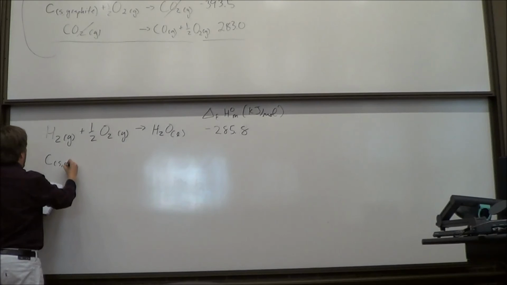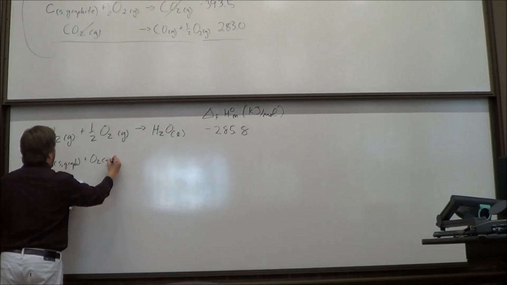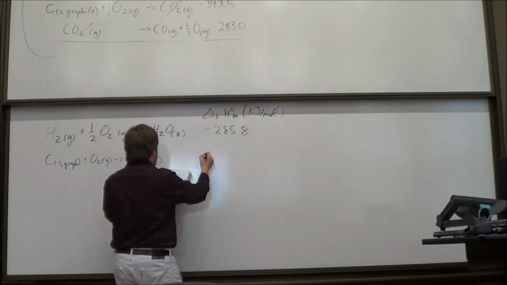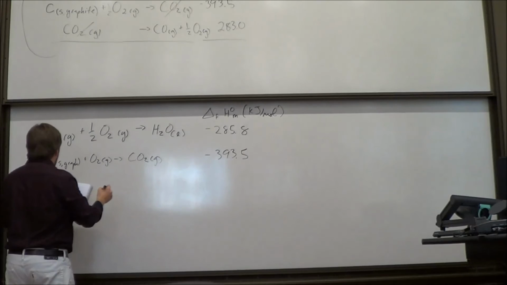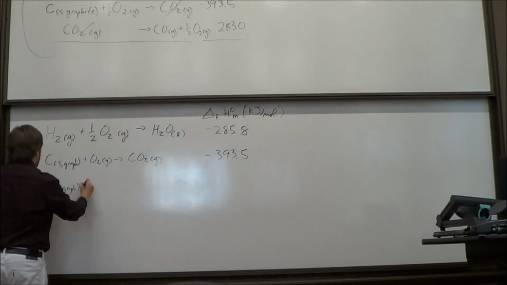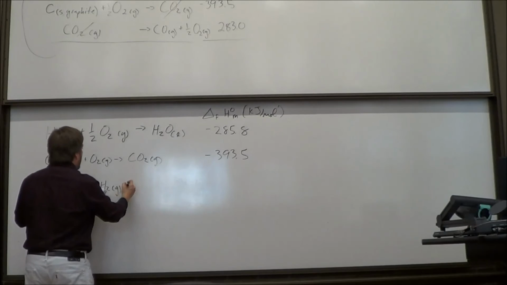Okay, let's do graphite, carbon, plus O2 gas goes to CO2, which is of course a gas, and this is the heat of formation of CO2, and I actually just wrote that down a little while ago. And let's do methane as well, and you can see that I'm slowly building up to looking at methane burning, which again is pretty important because that's how we power the planet.